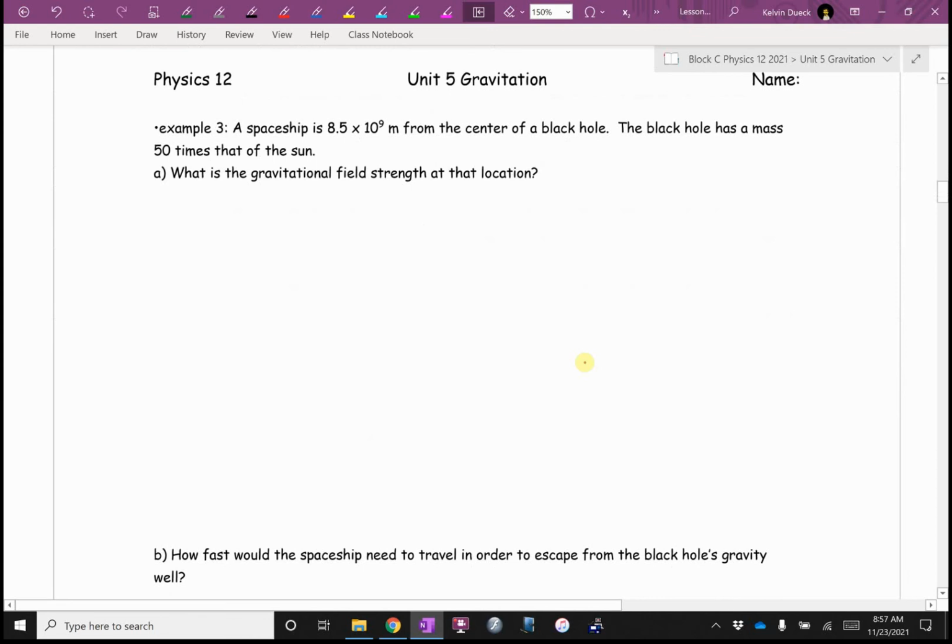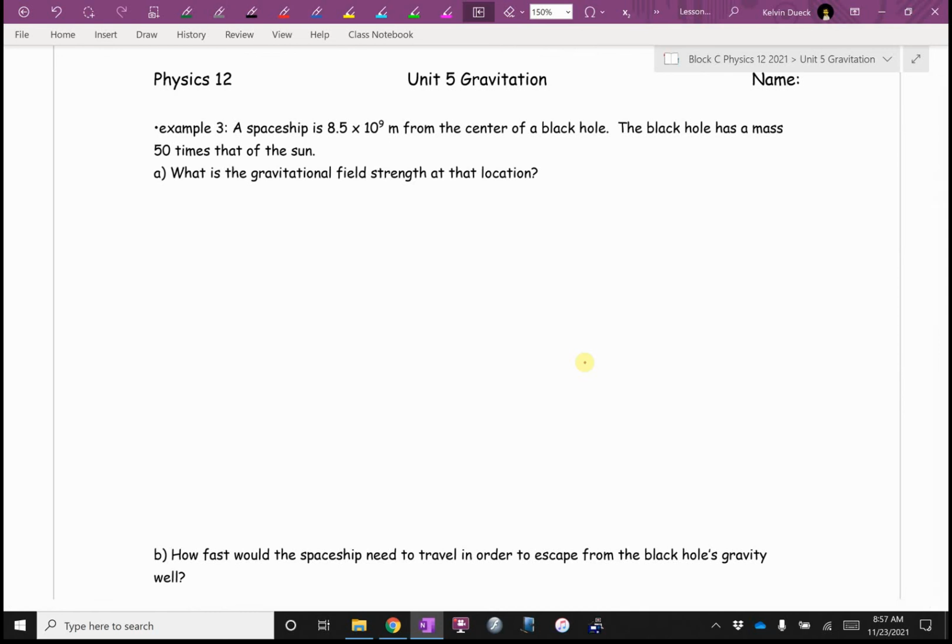Example 3. Let's look a little bit at black holes. We'll do a whole lesson next class on black holes because they're very attractive. Nothing? They're very gravity joke?